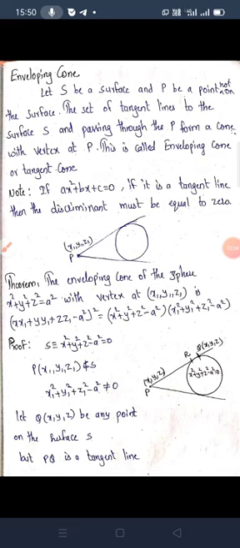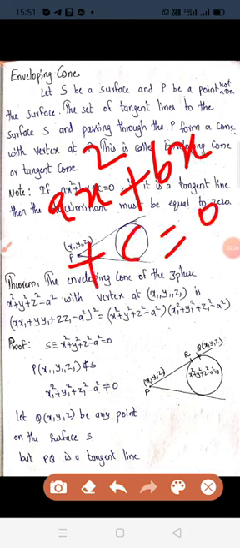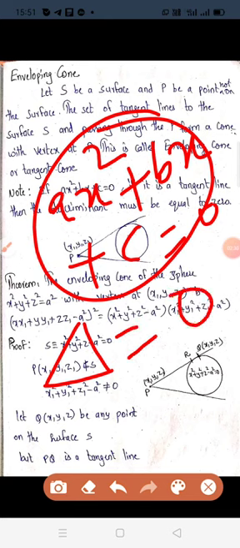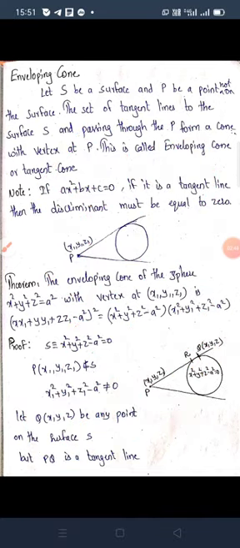Next, what is the condition for a tangent line? If we have a quadratic equation ax square plus bx plus c equal to 0 and the line is a tangent line, then the discriminant must be equal to 0. The discriminant formula is b square minus 4ac equal to 0. This is the condition for the tangent line. Next we go to the theorem.